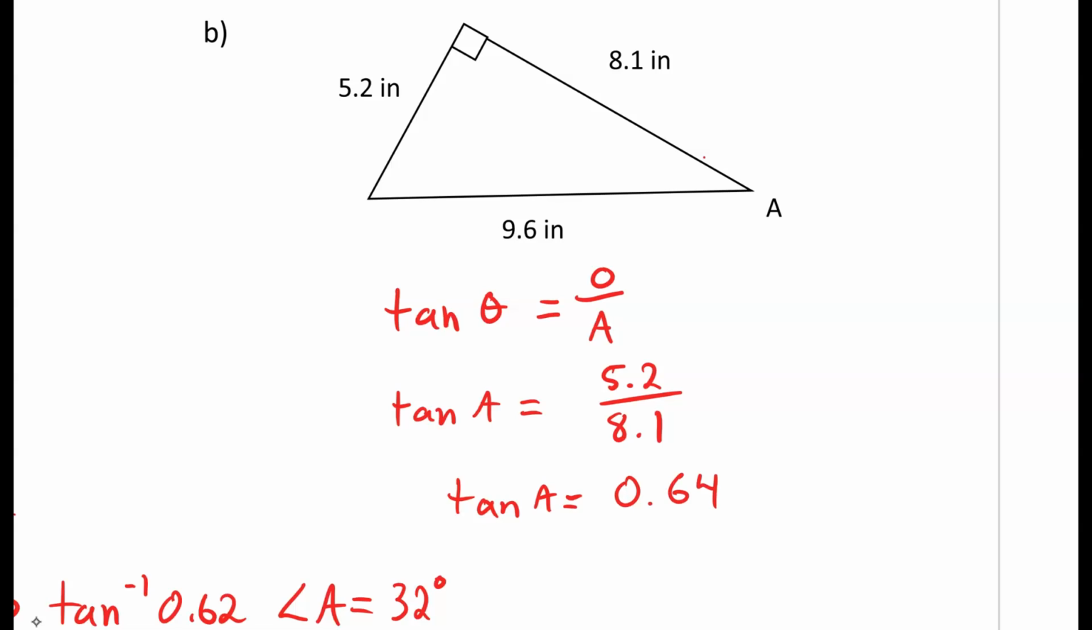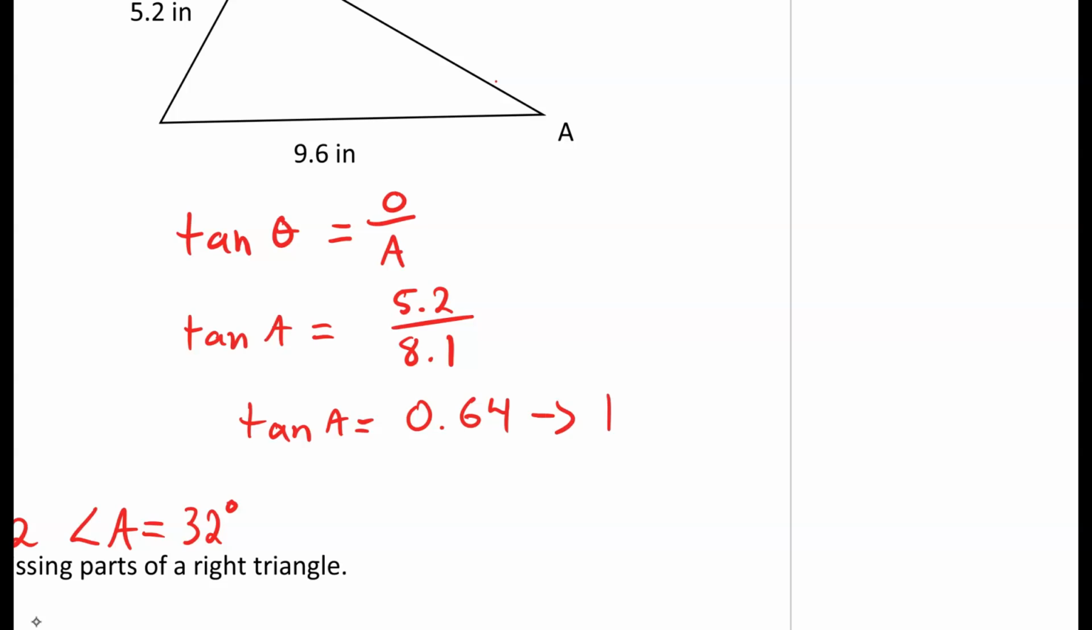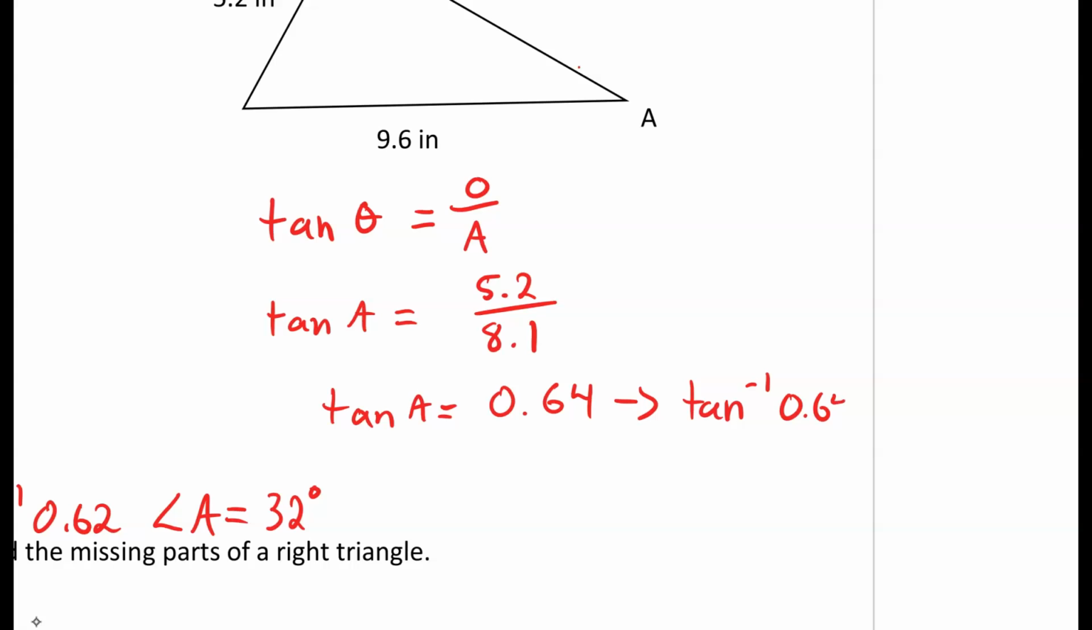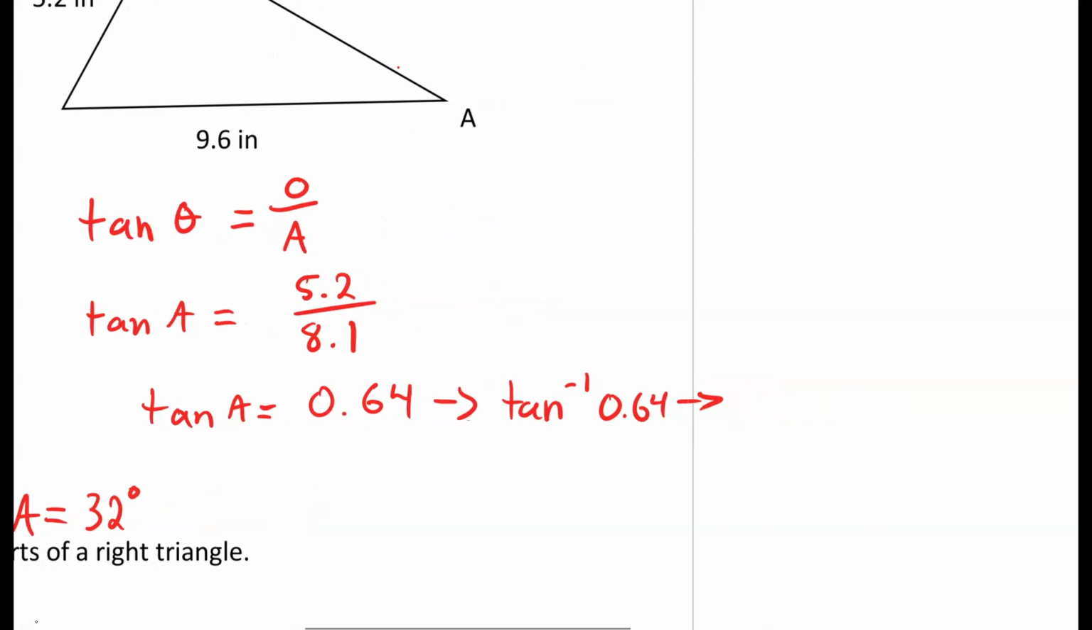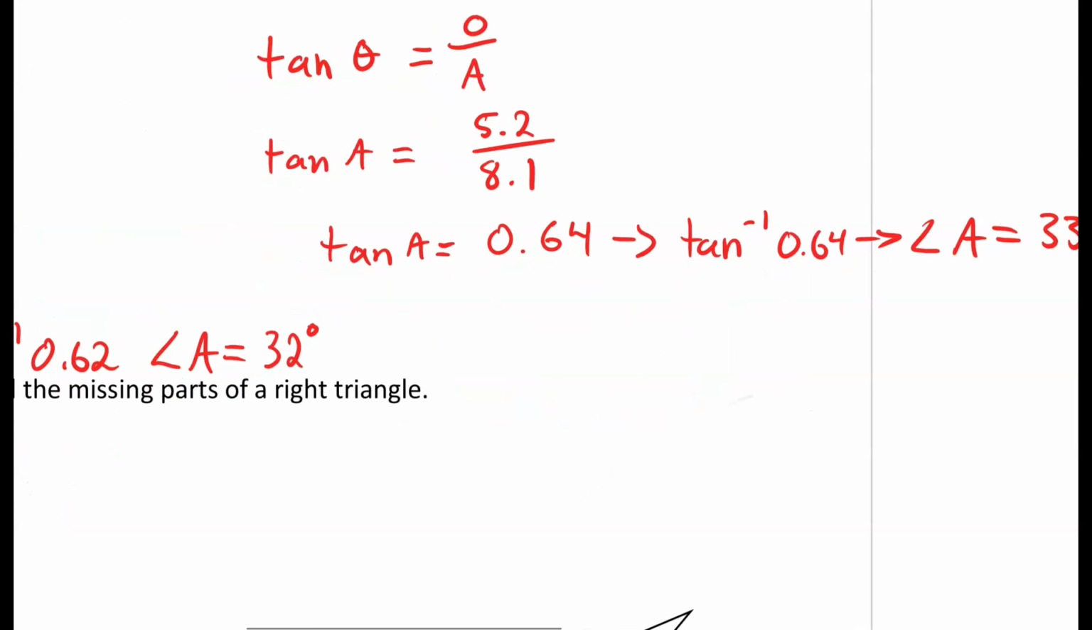0.64. Now, if we were asked to turn this into an angle, what we would do again is tan^-1, and to get that on your calculator, you're doing second function tan, and then 0.64, which will give us angle A equal to 33 degrees. Now it comes out to 32.6, but we are rounding it up to 33 degrees here.